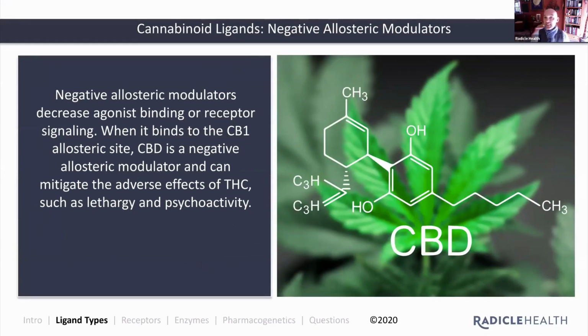And of course, the second type at the allosteric site is negative allosteric modulators. These decrease agonist binding and decrease receptor signaling. So again, CBD at CB1 is binding to the allosteric site as a negative allosteric modulator, and it's mitigating the effects of THC. Some of those effects are considered adverse, lethargy, for example, or psychoactivity.